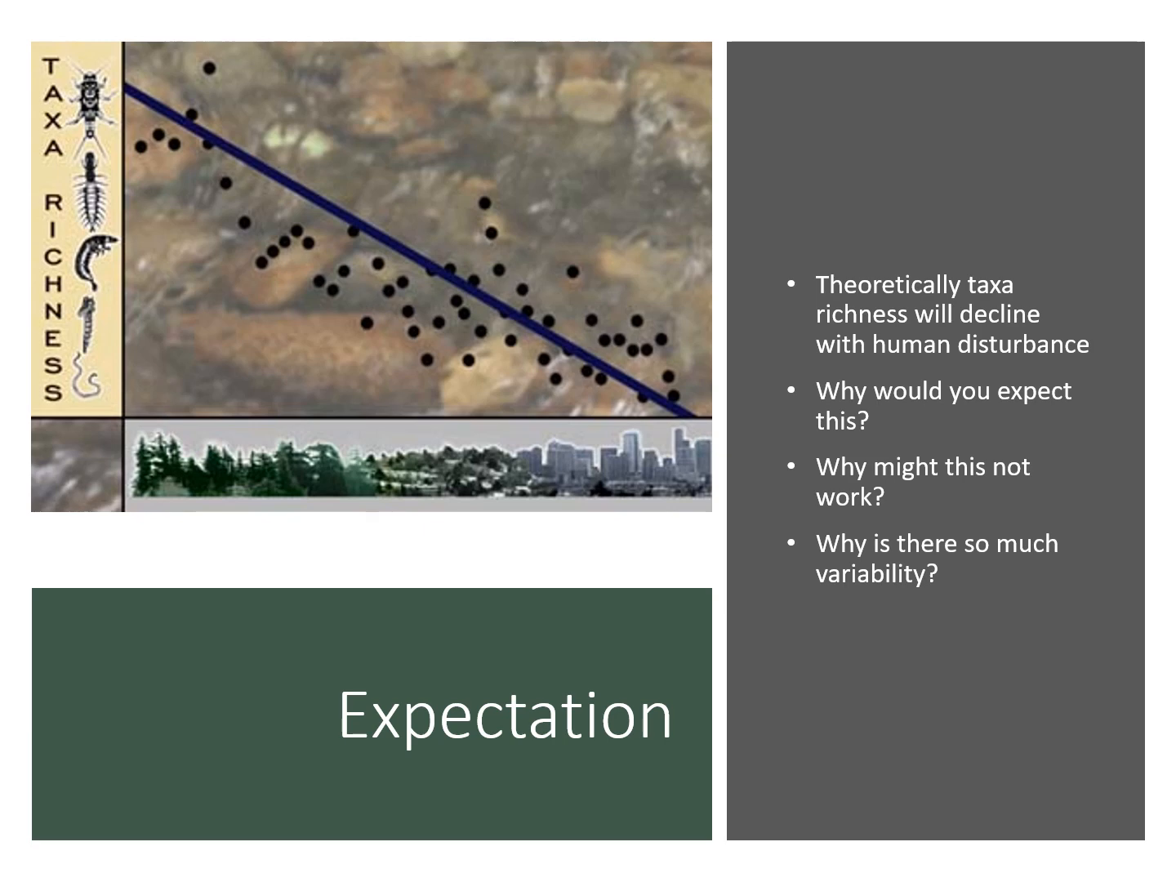So the expectation is something like this. The richness of macroinvertebrates in a community will decline, let's assume somewhat linearly, with the amount of modification of that habitat from its initial starting point. Now, there's going to be a lot of variability around this. Why would we expect this to be the case?